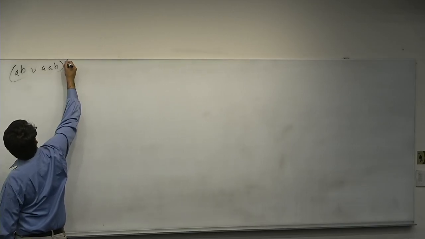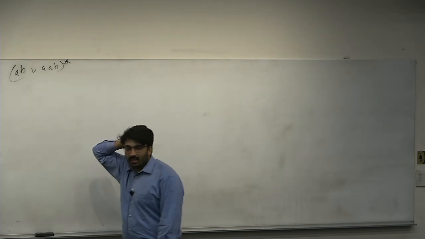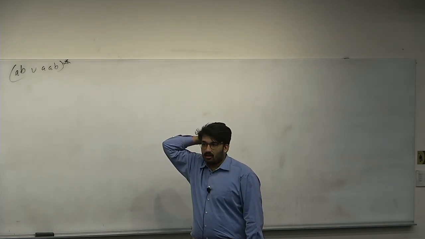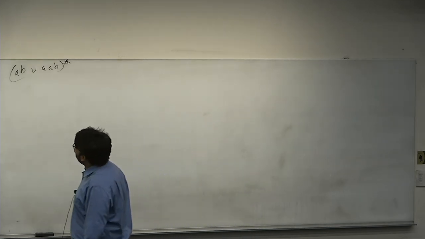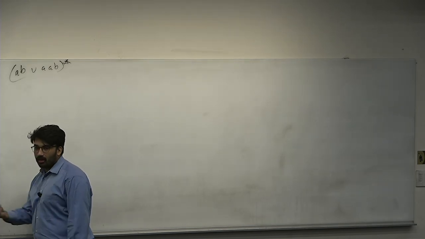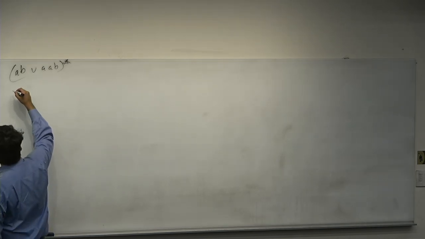Consider the regular expression AB union AAB star. We can give an NFA for this regular expression. So first we're just going to break it into atomic pieces. We have to sort of parse bottom up. We know we have an NFA for A.